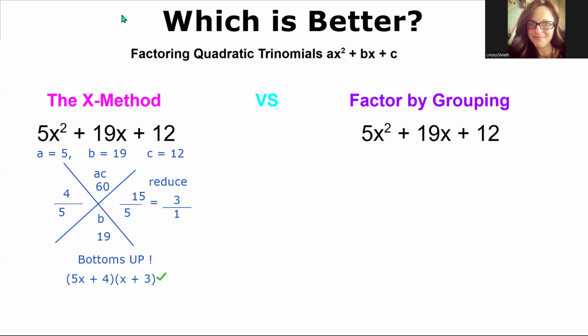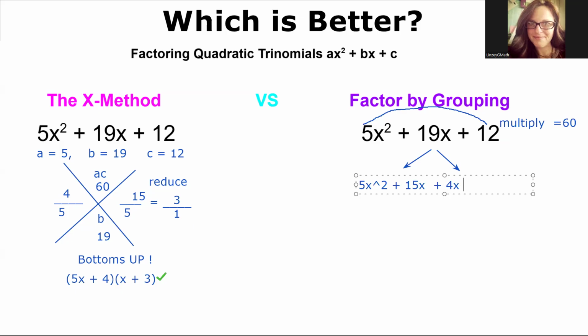Now let's take a look at factor by grouping. For factor by grouping, we need to break up the middle term into two numbers that multiply to 60 and that also add to the middle term 19. We can break up the middle term and rewrite our quadratic as 5x squared plus 15x plus 4x plus 12. 15 and 4 multiply to 60, and also add to 19.